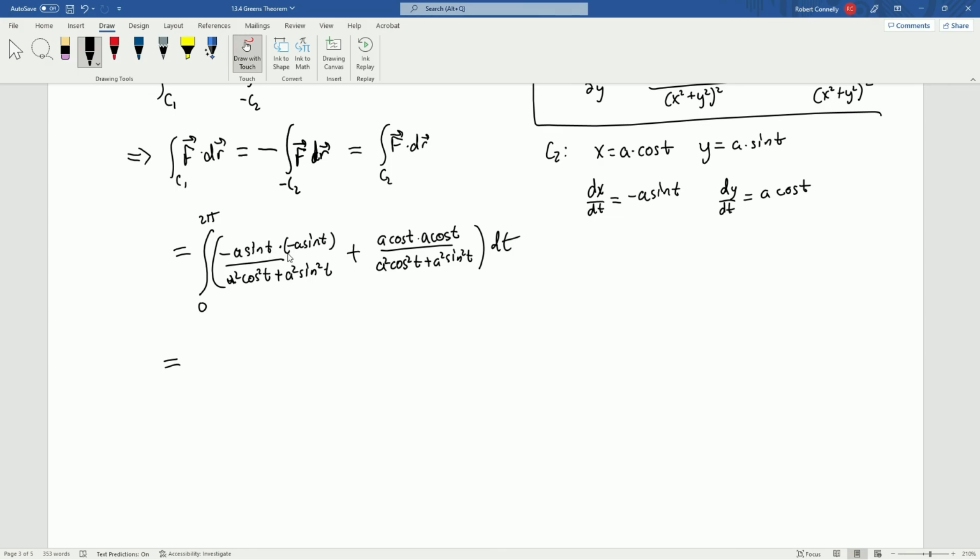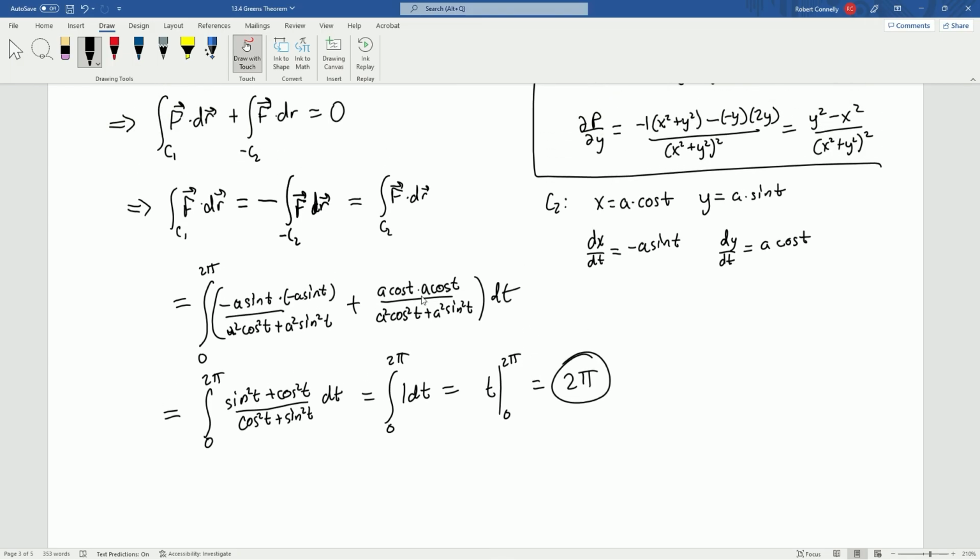These negatives cancel. So I get a squared sine squared of t plus a squared cosine squared of t. And if I factor an a squared out of the top and an a squared out of the bottom, those are all going to cancel. I'm going to end up with the integral from 0 to 2 pi of sine squared of t plus cosine squared of t over the common denominator, which is cosine squared of t plus sine squared of t, dt, but both of those things are 1. So this is the integral from 0 to 2 pi of 1 dt, which is t evaluated from 0 to 2 pi, which is just 2 pi.